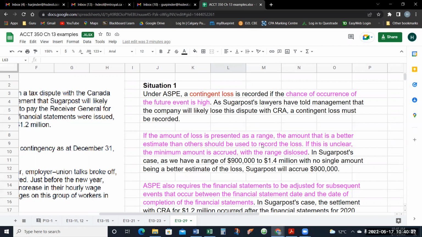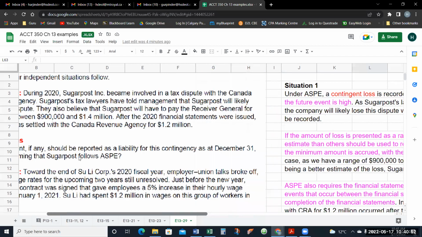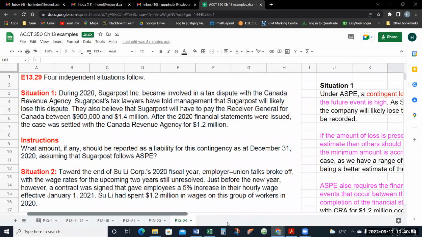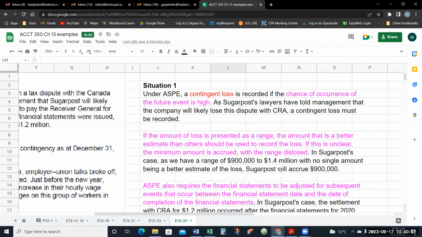So if the lawyers had said, yeah, it could be anywhere between 900,000 to 1.4 million, but we think maybe 1.1 million is most likely, well, then we would have used 1.1 million. But that's not clear, right? If this amount is not clear, which of the two amounts is the best reflector, well, then under ASPE, we use the minimum amount. So what's the minimum? It's 900,000. So you use 900,000 to record the loss. And then we disclose the fact that the amount could be as high as 1.4 million.